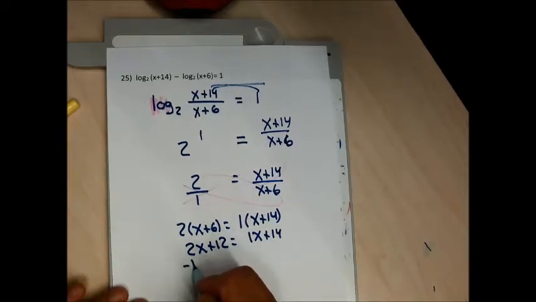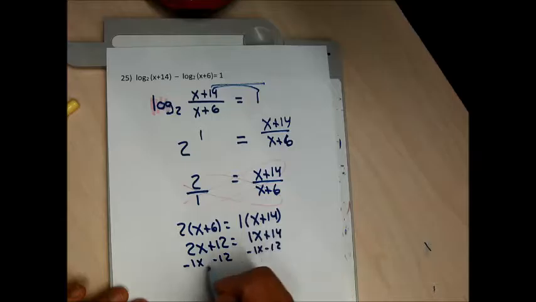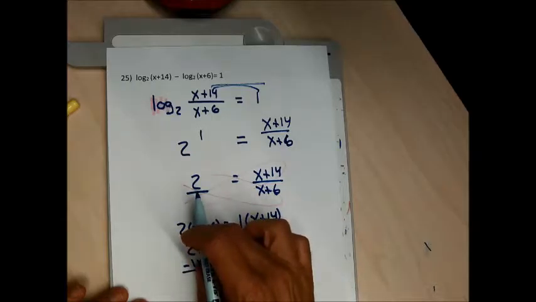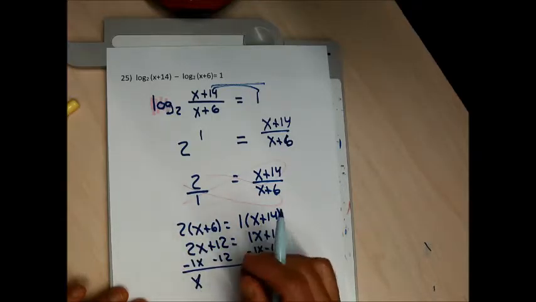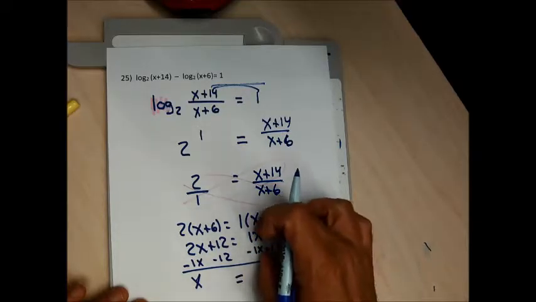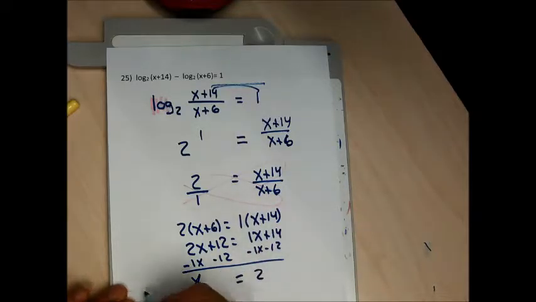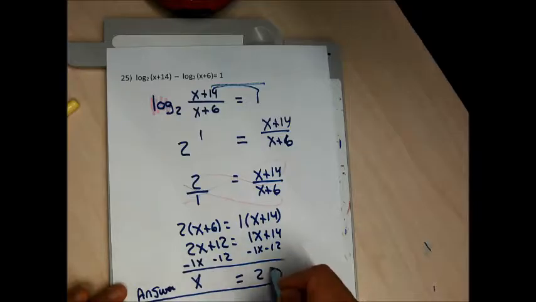Now I'm going to minus 1x and minus 12 from both sides. When I minus 1x, I get 2x minus 1x, which is x. When I minus 12, they cancel on this side. On this side, when I minus 1x, they cancel. When I minus 12, I get a 2. That's going to be my answer. The answer to problem 25 should be x equal to 2.